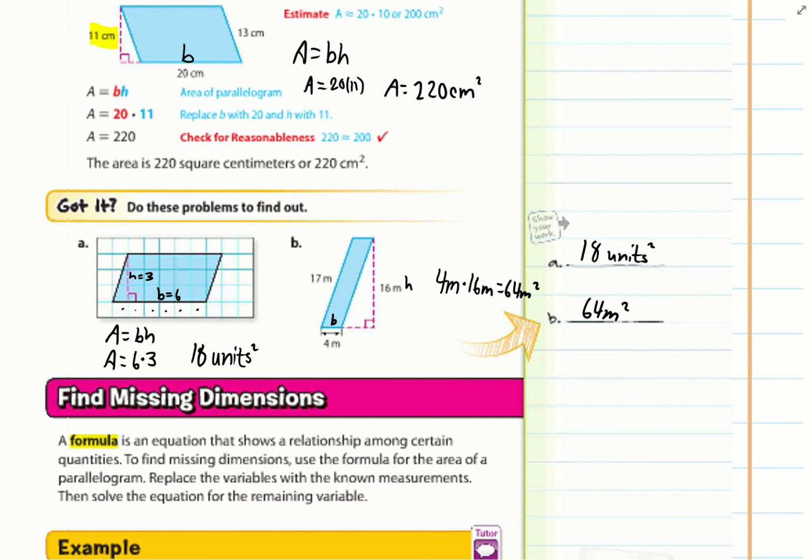So we have to know the difference between our length and height, because 17 would be our length, or our width, I forget.